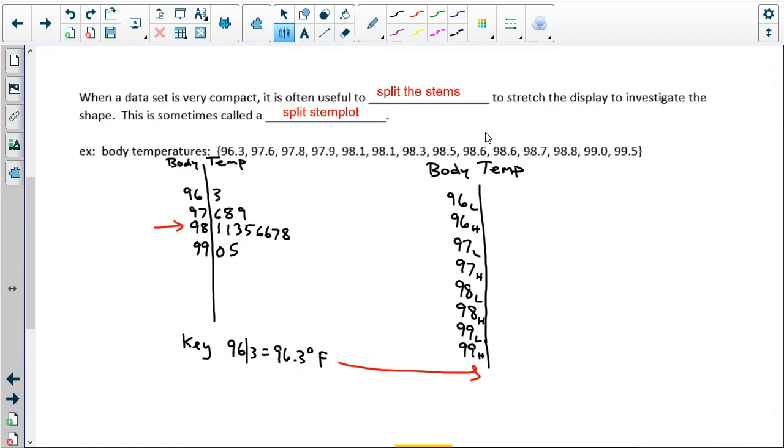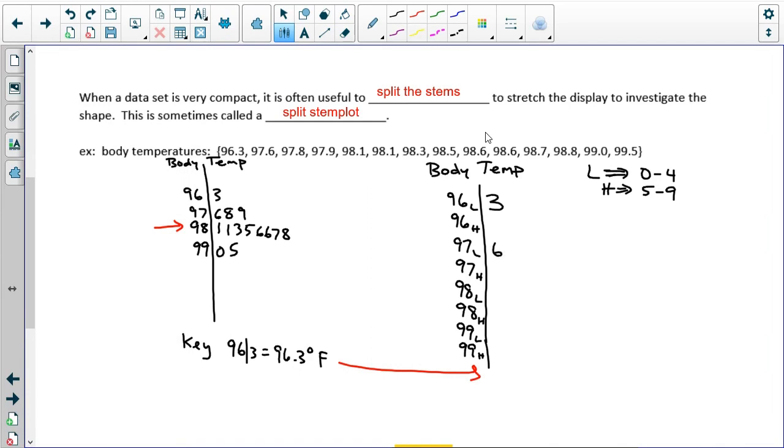Now, why might we want to do this? Well, there are a ton of data points in the 98s, and it may be good to see just how spread out these things are because 98.1 and 98.8 are pretty different when it comes to body temperature. So, because the data is really compact, we may want to space it out and see things a little bit better. So 96.3. By the way, I'll count low as anything where the decimal place is between 0 and 4, and high anything where the decimal place is between 5 and 9. So I'll keep 5 of these tenths digits in each category.